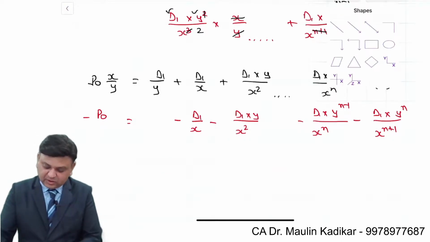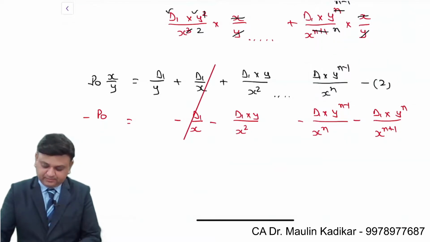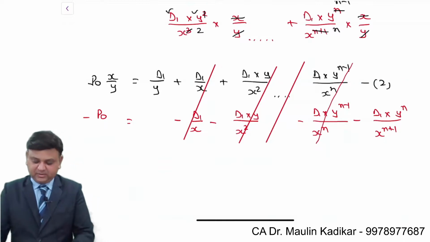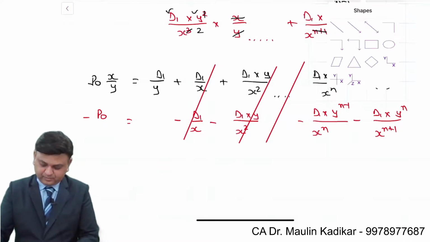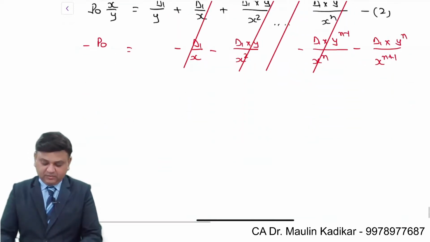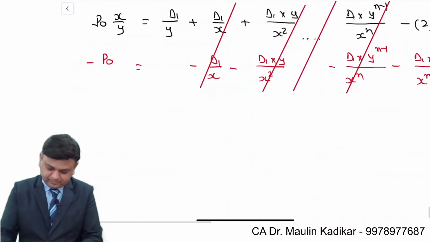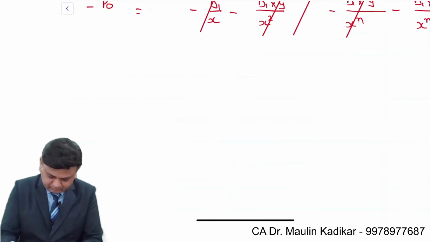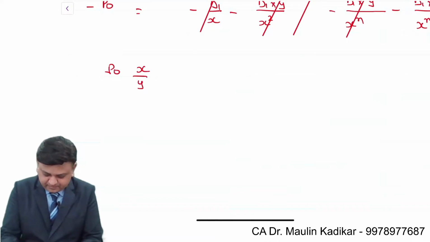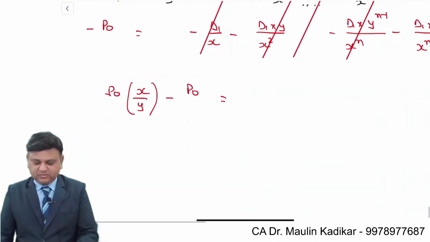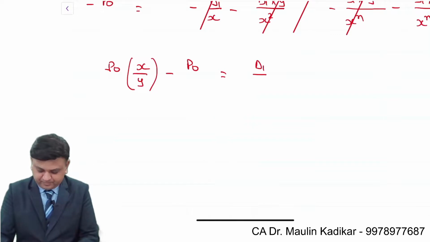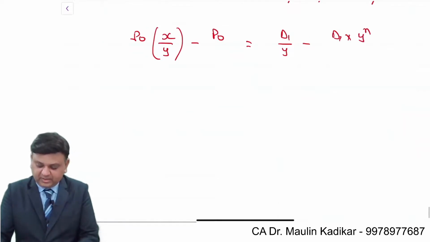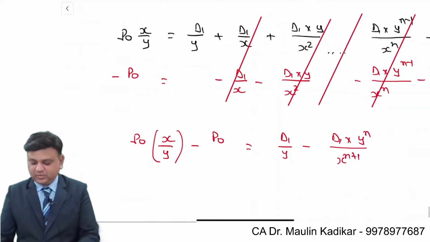So now what happens, friends? The common values will be eliminated. So this is common, eliminate. This is common, so eliminate. And so on, all these things will be eliminated. Okay. After making this elimination, we will be having something like this: P0 x upon y minus P0 is equal to D1 upon y minus D1 into y raised to n divided by x raised to n plus 1. Okay.